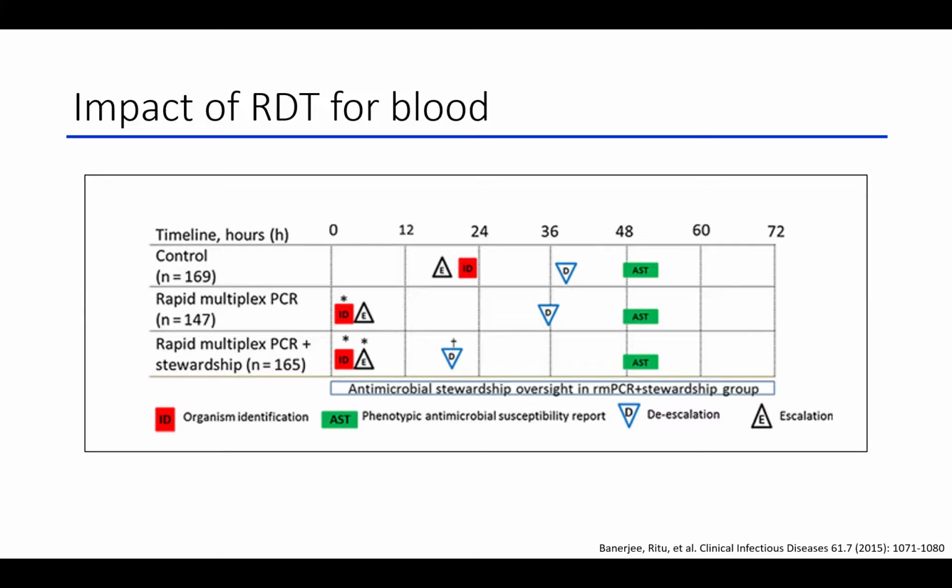Now, the thing that I thought was very interesting and kind of unknown at the time is the upside down triangle with the D, which is de-escalation. You can see that in your control group, the de-escalation happened just after 36 hours, so maybe 40 hours. And with the rapid multiplex assay and commons, it happened slightly sooner, but really not statistically so, about the same time. So providers were willing to escalate based on that ID, but they weren't willing to de-escalate.